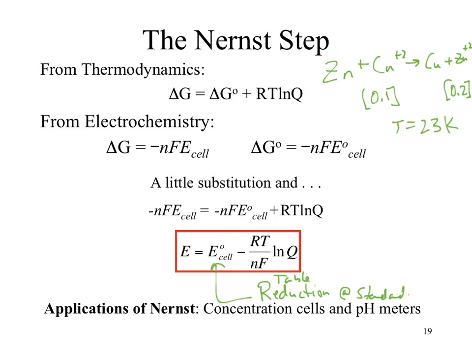Faraday's constant, you know. Q. What is Q going to be in this case for this problem? What are your products? Zinc ion times copper solid. Should copper solid show up in it? Why not? It's a solid. We won't worry about it. Okay? That gives us our Q. We can plug in the numbers and solve. Works for pressures as well.